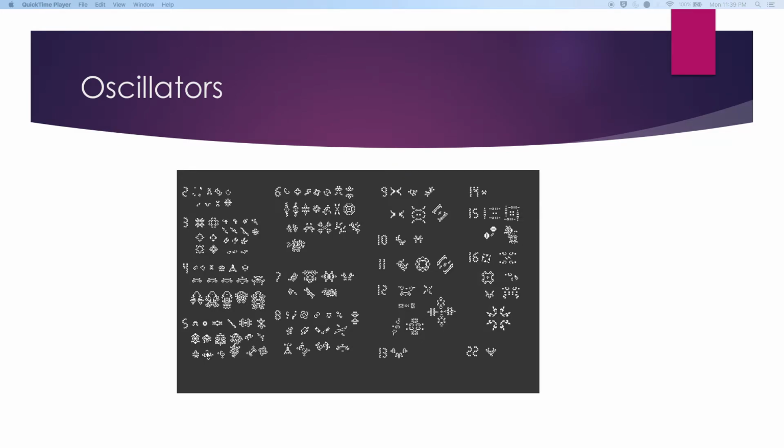Here is a variety of low period oscillators. This diagram groups oscillators of the same period together. You can see how oscillators of the same period have very different sizes.